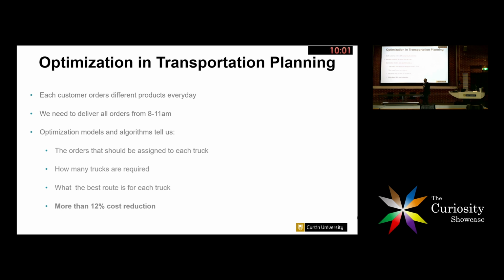We use optimization models and algorithms in order to find out what are the orders that should be batched together and put in a specific truck. What is the best route for each truck in order to deliver the orders within that time window? And in order to answer all of these questions, we used optimization algorithms, and we could reduce the total cost for that distribution more than 12%, which was a very significant improvement.